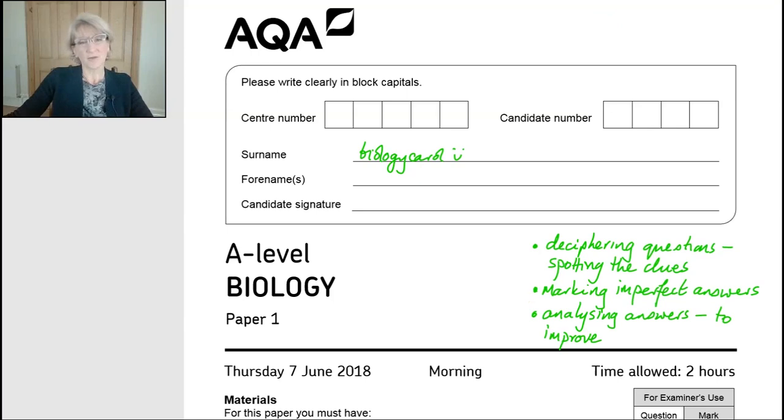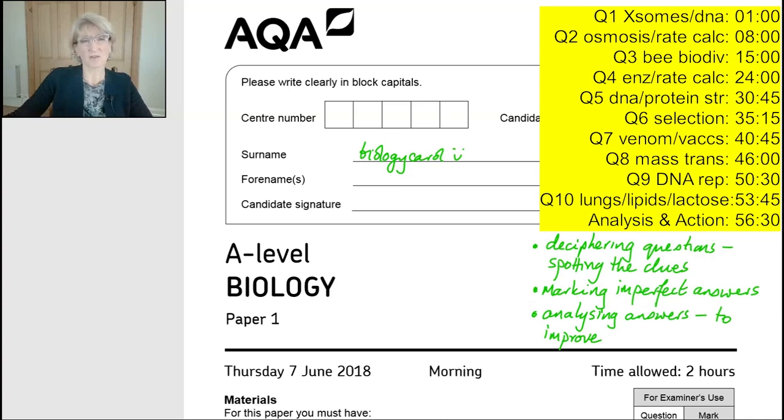Today I'm going to take you through an exam paper and show you how I decipher questions and find clues in questions that will help me have an idea as to what to put in the answer to get marks. We're then going to mark my imperfect answers. I know the biology, but I haven't learned this mark scheme and I will not get every mark.